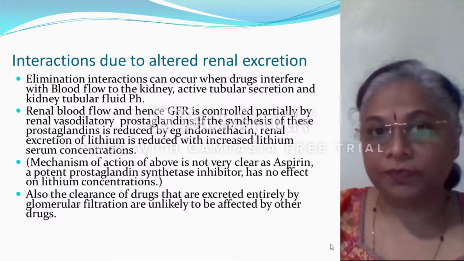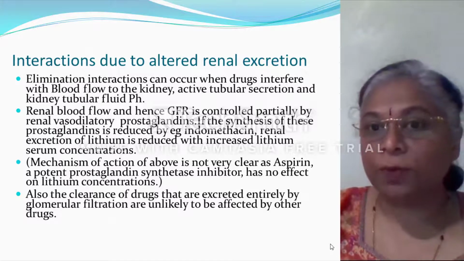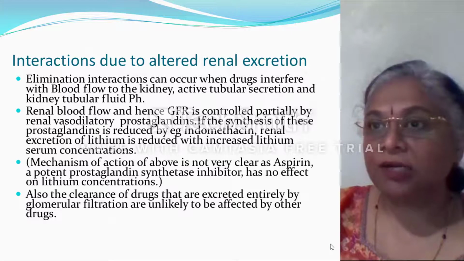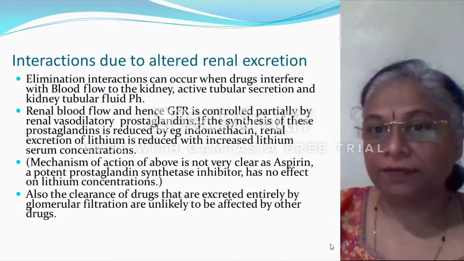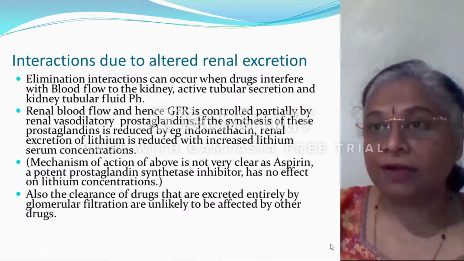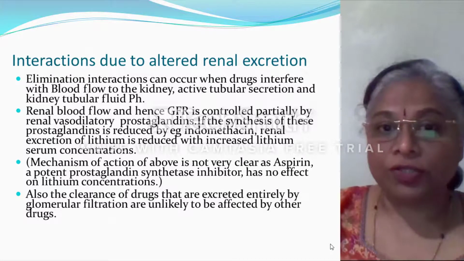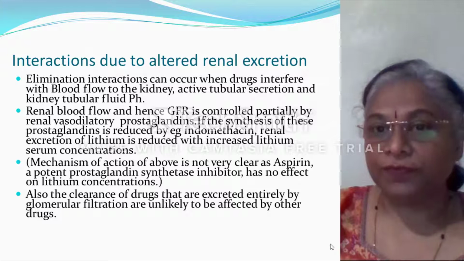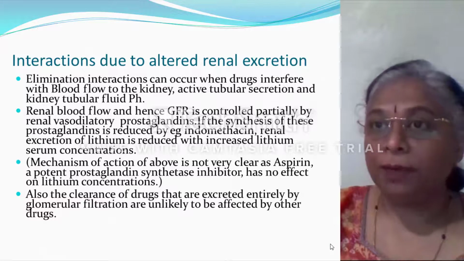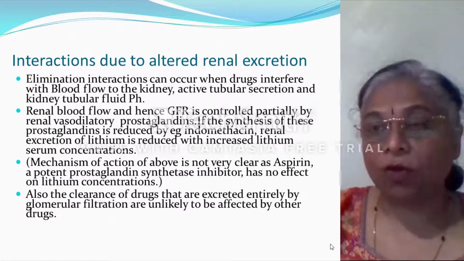So wherever the rate of excretion of the drug is going to get altered, any one of these three mechanisms is hampered. The renal blood flow, and therefore the glomerular filtration rate, is controlled partially by the vasodilatory autocoids, prostaglandins. If there is alteration in the synthesis of prostaglandin, for example, a drug like indomethacin can reduce formation of prostaglandin, then renal excretion of lithium, the drug used for bipolar disorder, will get reduced. And if the excretion of lithium is reduced, its toxicity in the body may increase because of its high serum concentrations.